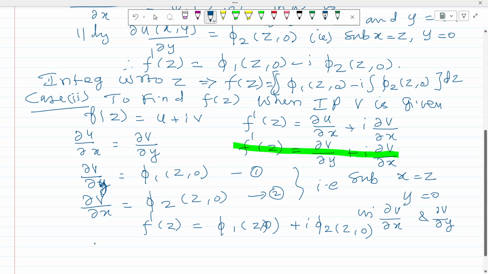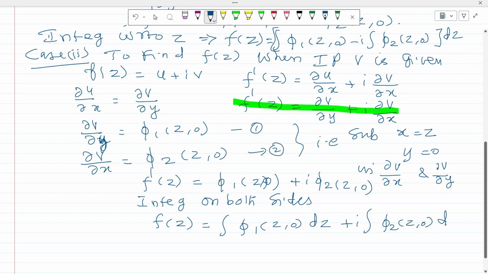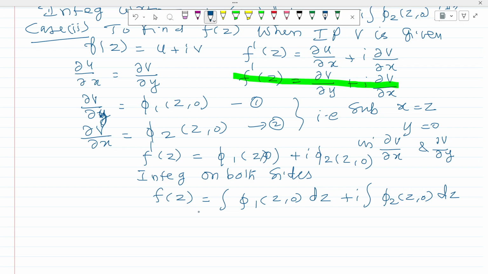Integrate on both sides. If you are able to write or not, please don't talk in the middle, please listen here. So f dash of z is there. Integrate on both sides. We get f of z equal to the integral of φ1(z,0) dz plus i times the integral of φ2(z,0) dz. Okay, fine.